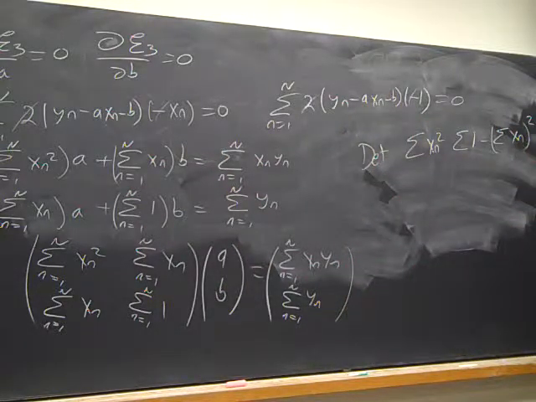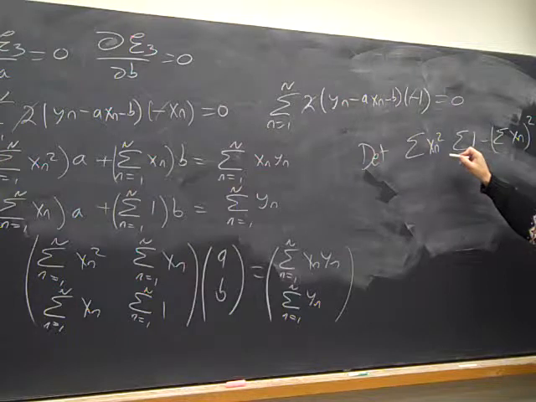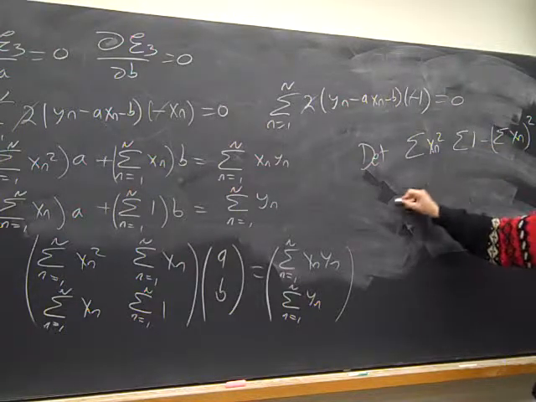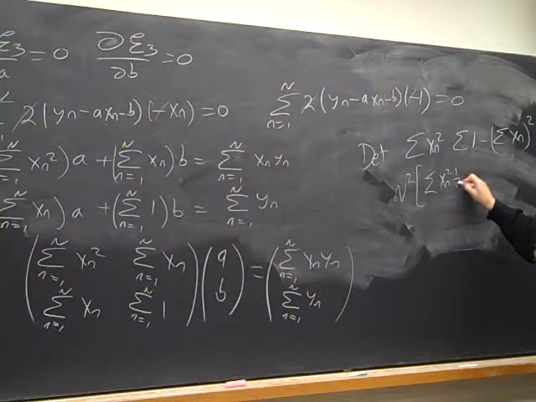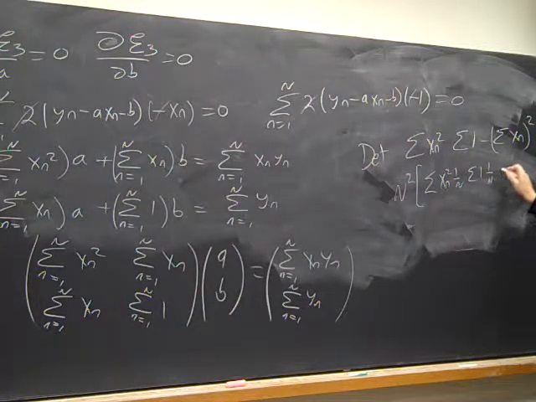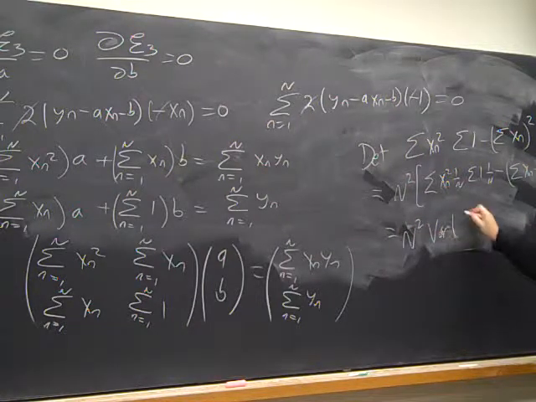So now I want to interpret this in terms of the variance. If I put a 1 over n here, then that's the second moment. So if I do n squared, the sum of xn squared 1 over n, the sum of 1, 1 over n, minus the sum of xn 1 over n squared, that's the variance. It's the variance of the sequence x times n squared. So this would just be n squared times the variance of the sequence of the xn's.